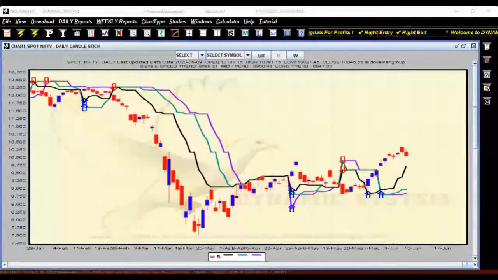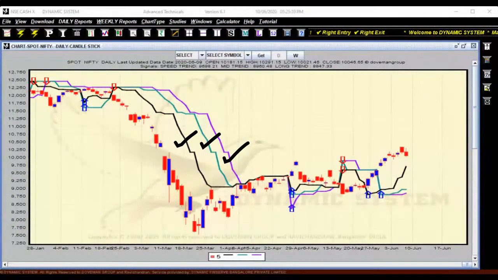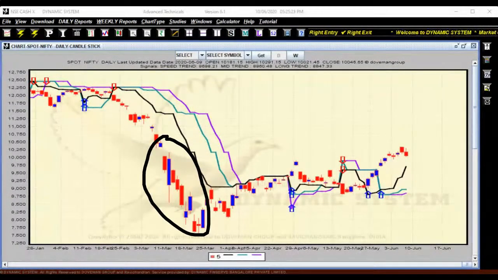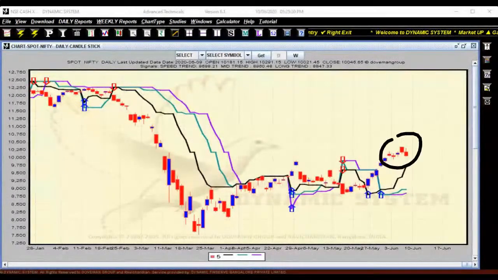So in this dynamic system, I have opened a daily chart of Nifty, and you can see the price movements, every day's price movement, and along with it there are three lines. One is a black line, we call it the speed trend. The other is a green line, we call it the mid trend. The third is a purple line, we call it the long trend. Whenever the price is trading below all three trends, the price is in a clear downtrend. Similarly, when the price is trading above all three lines, it is in a clear uptrend.